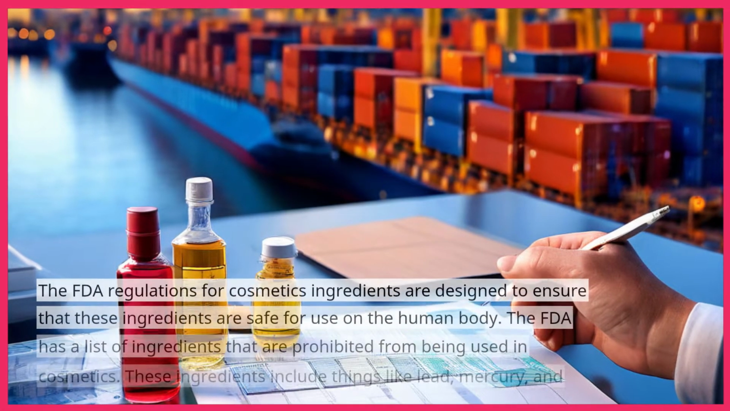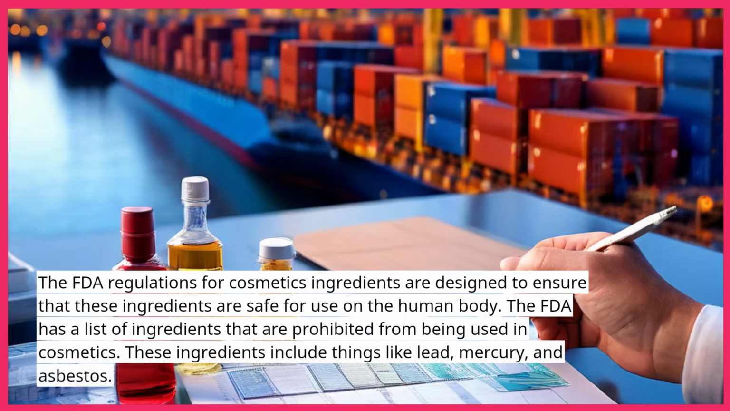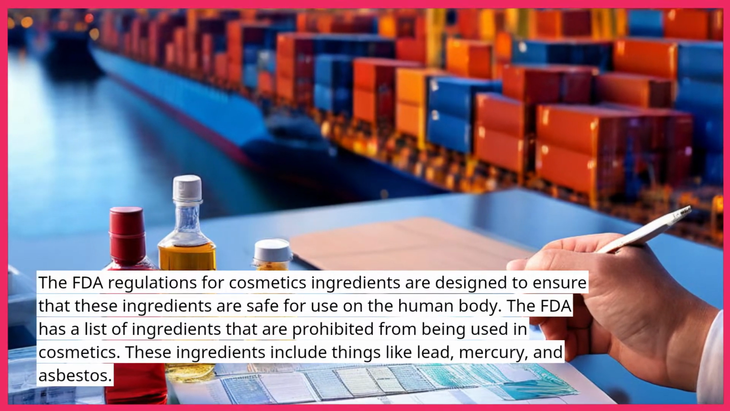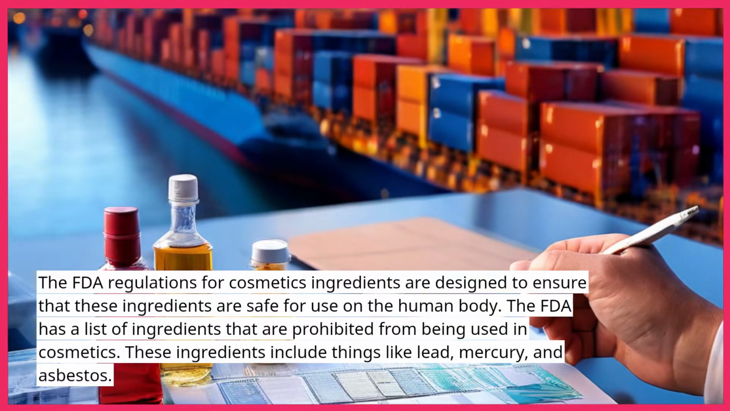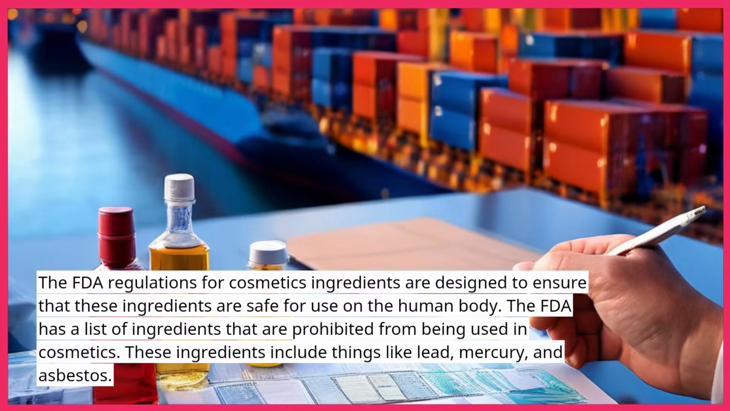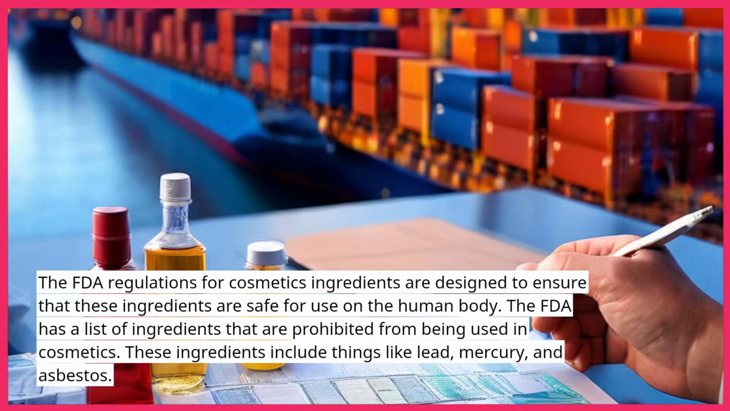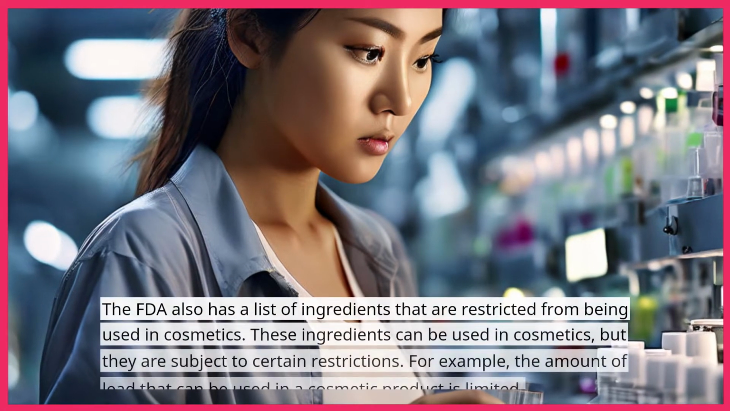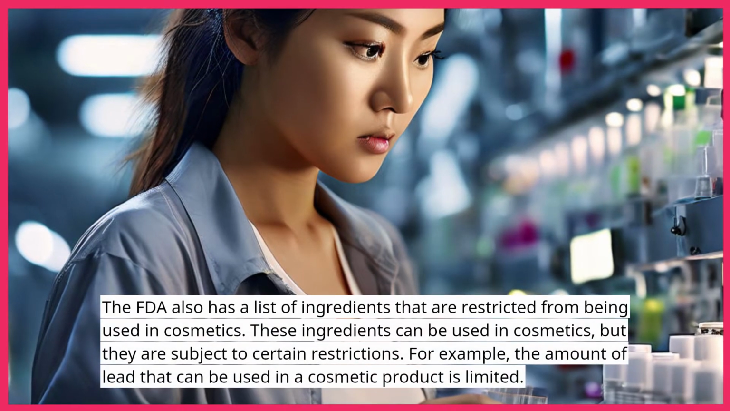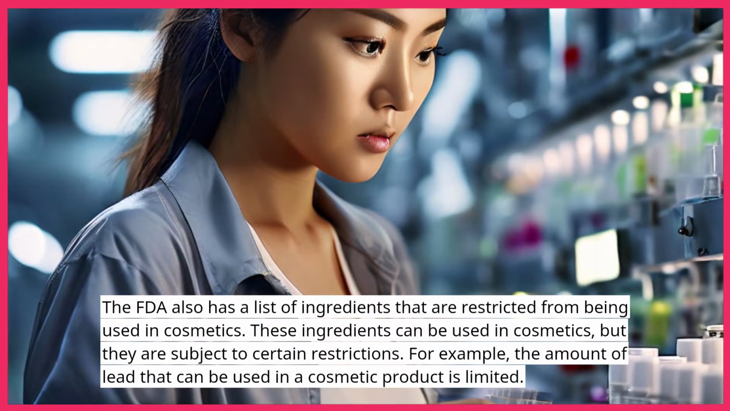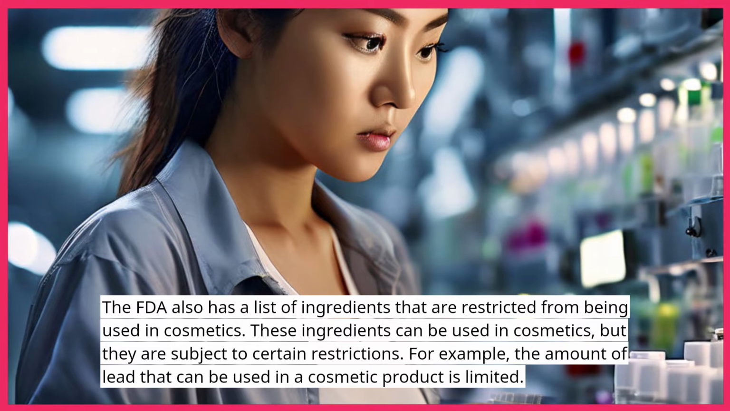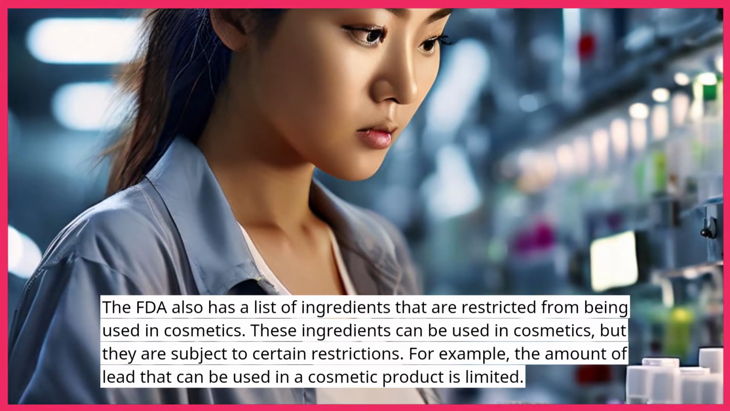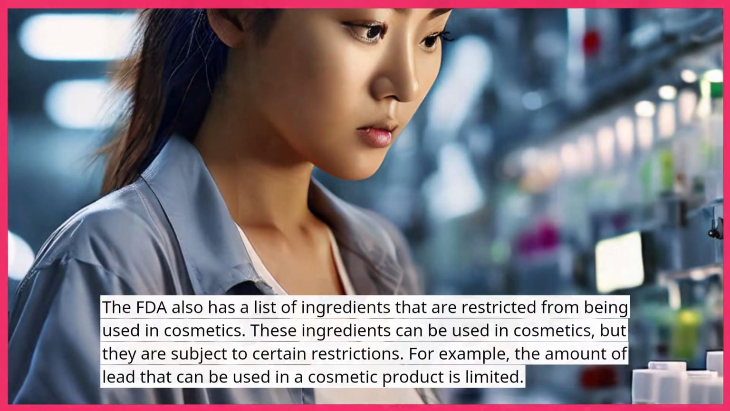The FDA regulations for cosmetics ingredients are designed to ensure that these ingredients are safe for use on the human body. The FDA has a list of ingredients that are prohibited from being used in cosmetics. These ingredients include things like lead, mercury, and asbestos. The FDA also has a list of ingredients that are restricted from being used in cosmetics. These ingredients can be used in cosmetics, but they are subject to certain restrictions. For example, the amount of lead that can be used in a cosmetic product is limited.